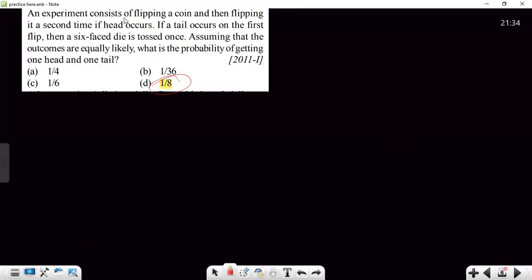An experiment consists of flipping a coin and then flipping it a second time if head occurs. So first we are flipping a coin. If a coin is flipped, there can be two outcomes, head or tail. Then it is said to flip it a second time if head occurs. If head has occurred, we will flip the coin again and the outcomes can be head or tail. If a tail occurs on the first flip, then a six-faced die is tossed. If tail occurs, then a six-faced die is rolled.